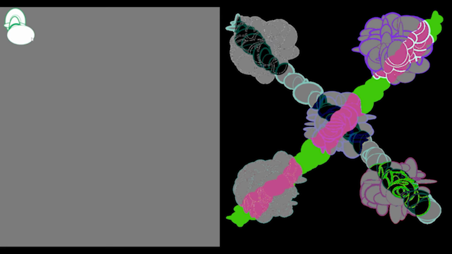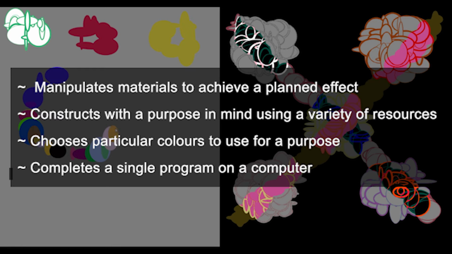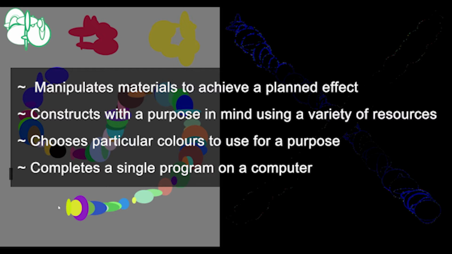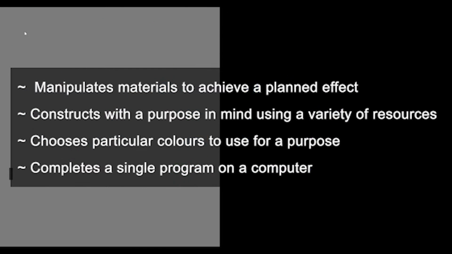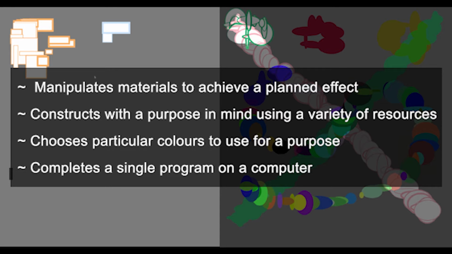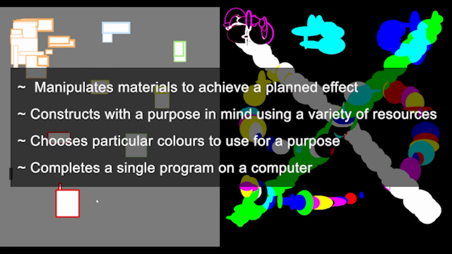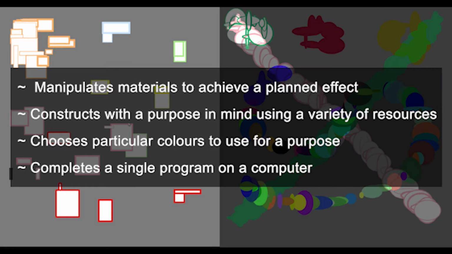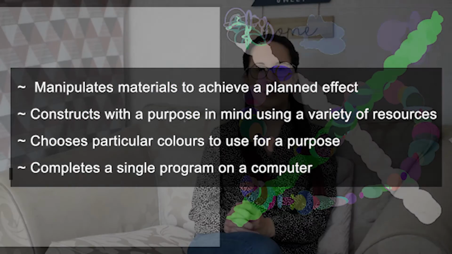Once I'd created a prototype version, I then decided to redesign the project for a specific age range, and I looked at the Development Matters milestones for early years development. The milestones that stood out to me were: manipulates materials to achieve a planned effect, constructs with a purpose in mind using a variety of resources, chooses particular colours to use for a purpose, and completes a single program on a computer. These milestones were for a 3 to 5 year old, and they clearly show that these children are creating but with an end purpose in mind.